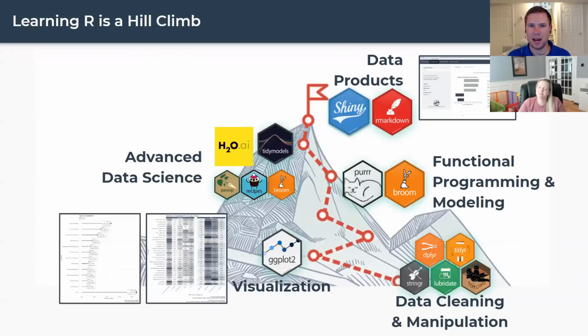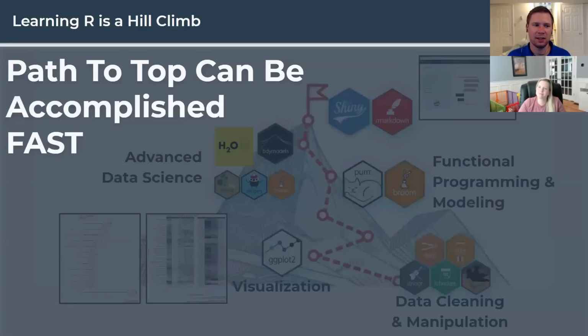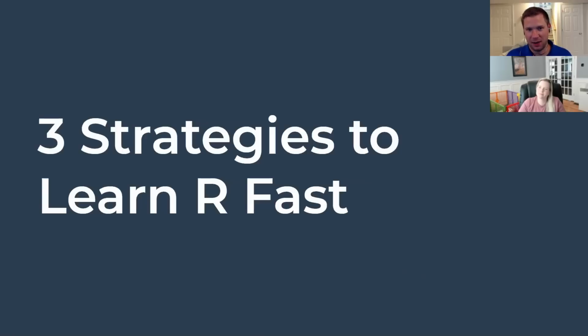So that sounds like a lot, and it is, but that path to the top can actually be accomplished very quickly. It doesn't take years like it took me anymore. You can do it in weeks. I'm going to show you how. All right, 3 strategies. And this is the crux of my argument here. You can actually learn R very quickly if you stick to 3 strategies.